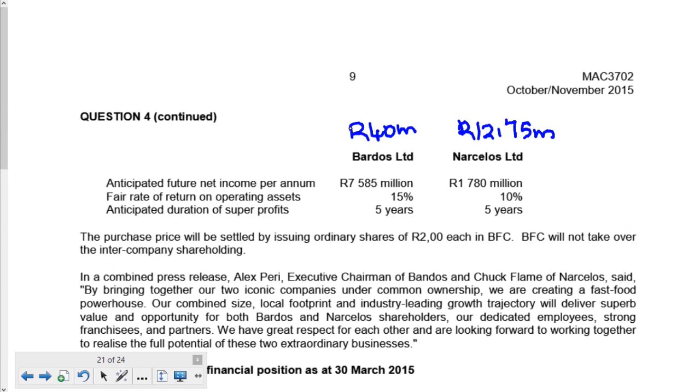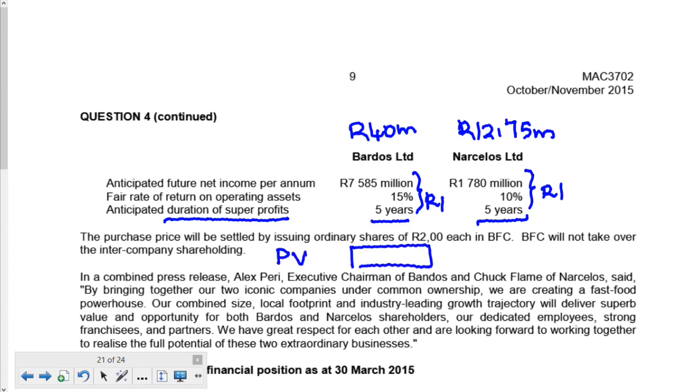It says the anticipated future profit is 7585 and 1780. A fair rate of return is 15% and 10%. So if we use this information, we can work out something like residual income. Do you agree? It's the remaining, the excess profit. And then they say the duration of this excess profit is 5 years and 5 years. So you can work out the present value of each of those, and that gives you the goodwill number.